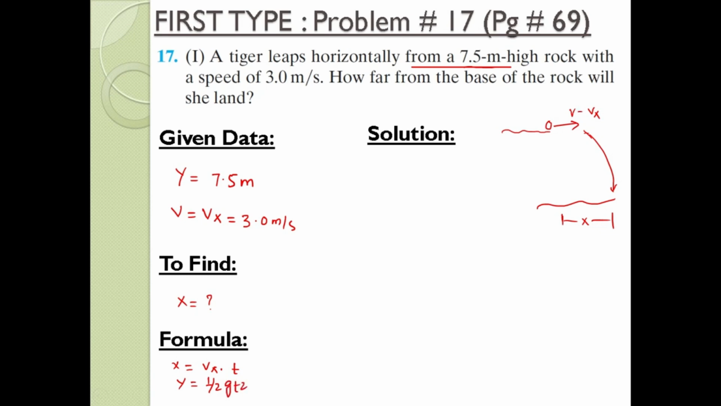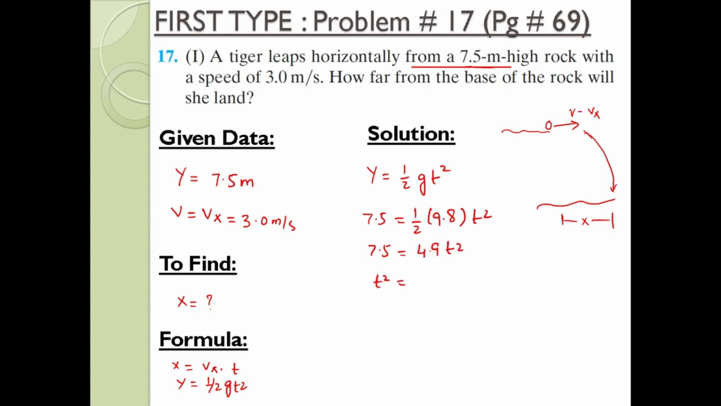I am going to start with the first one, y is equal to half g t square. For this problem, g will be positive. So y is equal to 7.5 meter, half into 9.8 t square. So I can say 7.5 is equal to 4.9 t square.